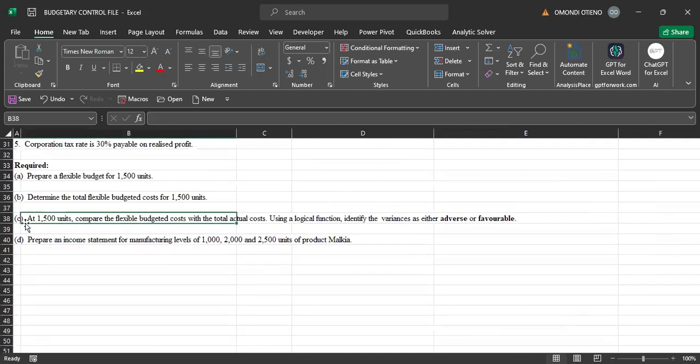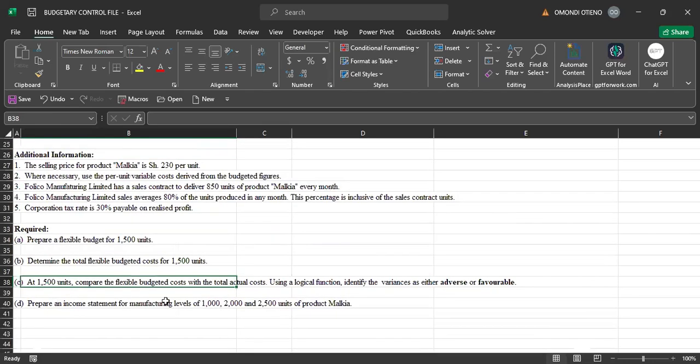So after dealing with part C, you are now being told, prepare an income statement for manufacturing levels of 1,000, 2,000, and 2,500 units of product Malkia. Good. Now, what we need to consider before we even get to these production levels is, are we able to get the production cost per unit?